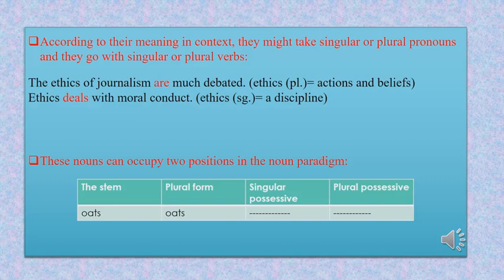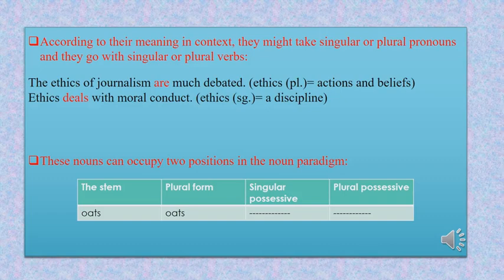Notice that with ethics, with measles, with suds, with oats, we can have them as singular or plural according to their meaning in context. And if they are singular, they take singular verbs and they take singular pronouns. If they're plural, they take plural pronouns and they go with plural verbs.